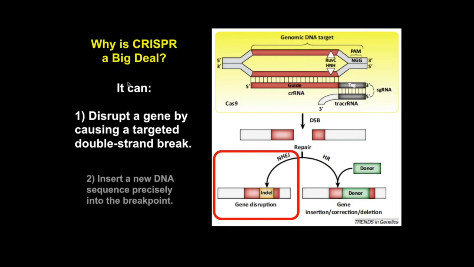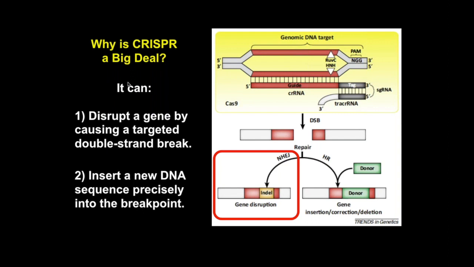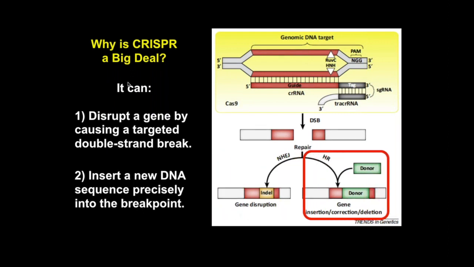The other thing you can do with CRISPR is if you also include a new piece of DNA whose ends match the DNA on either side of the cut, there's a system inside the cell, it's called homologous recombination, that can take that piece and cement it in, thereby changing the DNA sequence exactly as you want it to be changed. We have never been able to do that before.